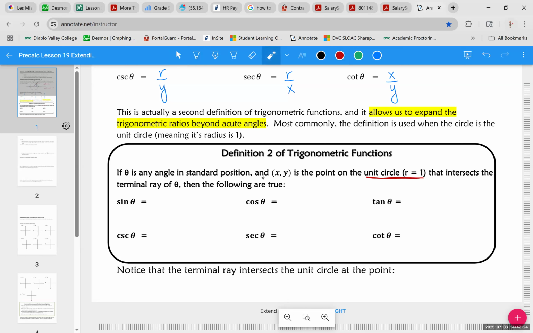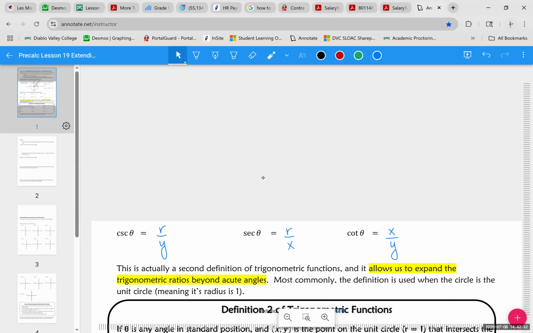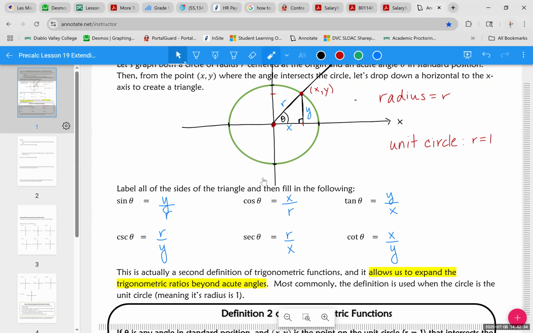Okay, so back up just a sec. So xy is the point on that unit circle, radius 1, that intersects the terminal ray. So just like how we had here, xy intersects this terminal ray, but now this side, instead of being r, will be 1. So down here, every place that I see an r, I'm going to replace it with a 1.